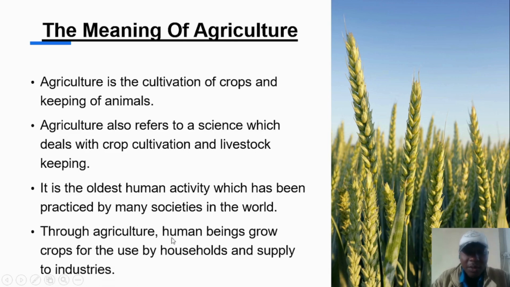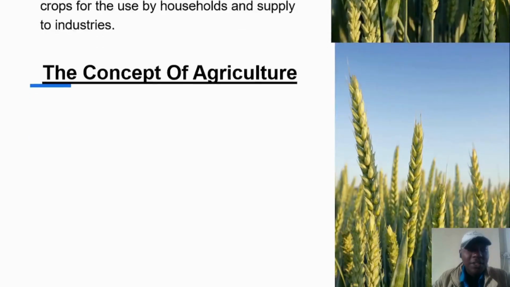Now, through agriculture, human beings grow crops for use by households and supply to various industries. That's why it's the primary activity, in a way that it enables the simple production of crops for household use and supply to the industries as raw materials.